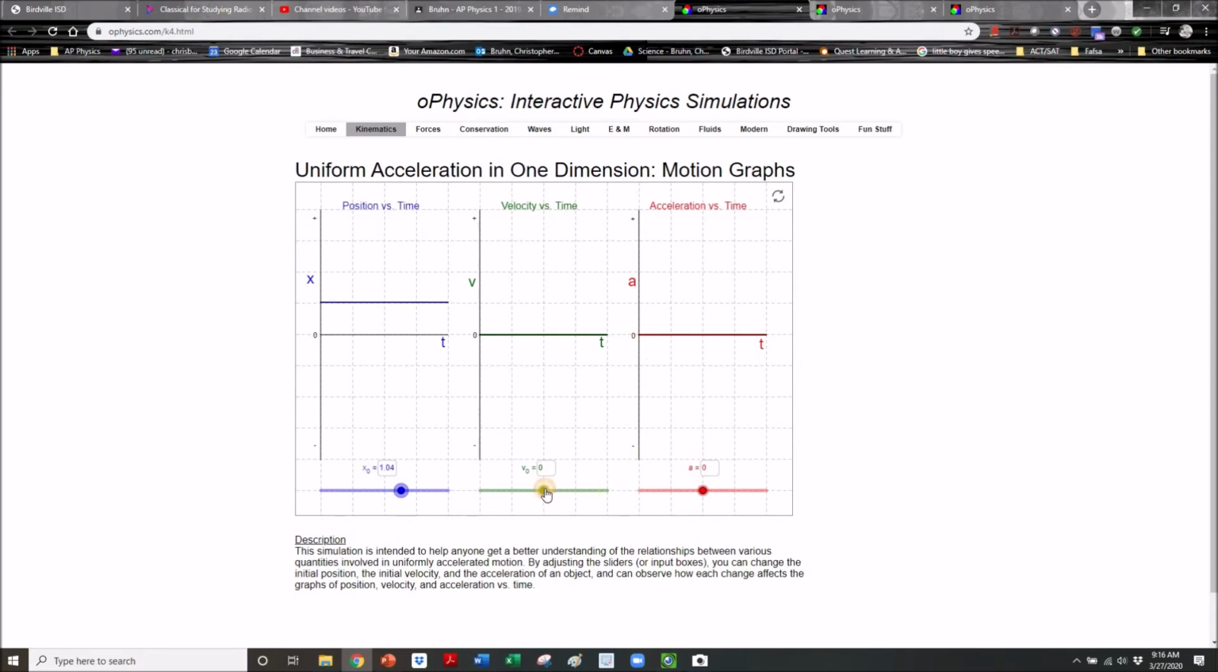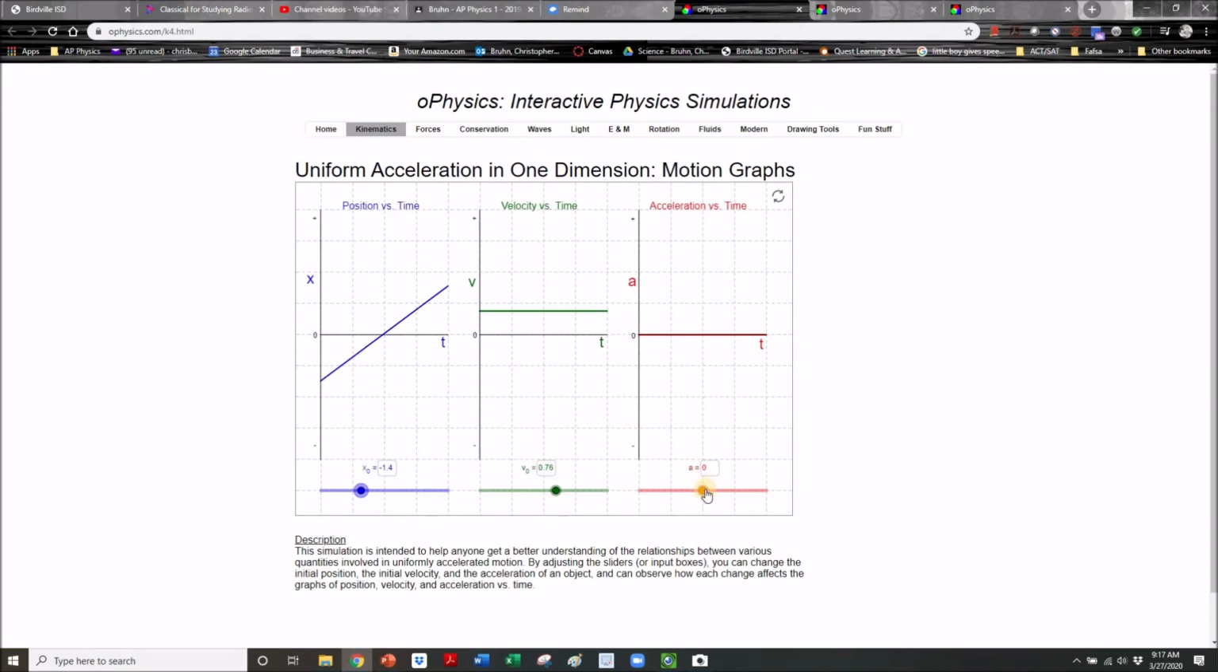Now, what happens when we add some velocity? So let's add some velocity here. Now I have a velocity of, in this case, 0.76 meters per second. And I have a starting position of 1.04. And then this slope right here has to be equal to 0.76 meters per second. We could start in the negative space. We could start in the positive space. It doesn't even matter. We're going to end up with the exact same slope.